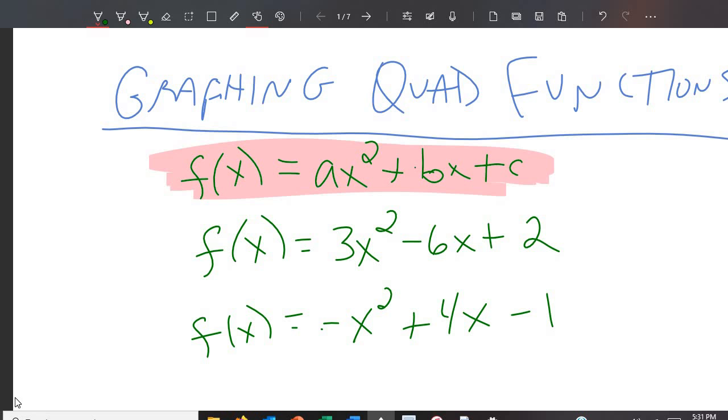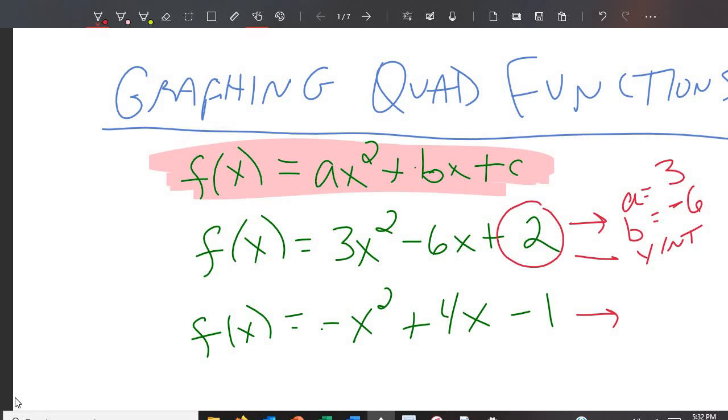Okay. In order to graph these quadratics, we need to know what a and b is. So we need to be able to look at this and determine what's the a and what's the b. In this first one, 3 is the a, -6 is the b. This number at the end is my y-intercept. We'll use that number also. Alright, in the second one, the a is -1, the b is 4, and this -1 is the y-intercept.